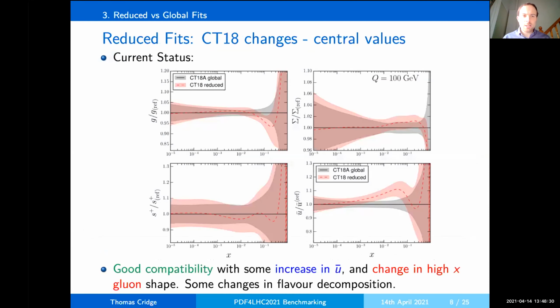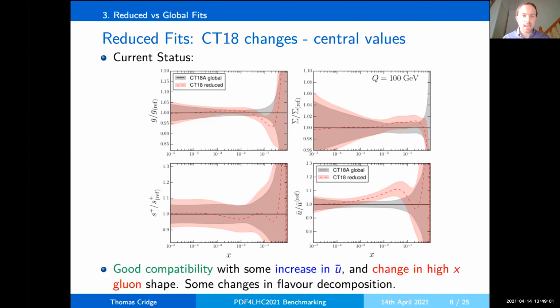So you may ask, well, what do these reduced fits look like and how do they compare to the global fits? So very quickly here, I'm going to show that for the three different groups, beginning here with the CT18 reduced fit in red relative to their global fit, albeit the CT18A global fit because of the inclusion of the 7 TeV W/Z data in gray. And what you see is there's generally good compatibility between the reduced and the global fits, with some increases in the u-bar in the bottom right, signaling a flavor decomposition difference, and also changes in the high-x gluon shape in the top left.